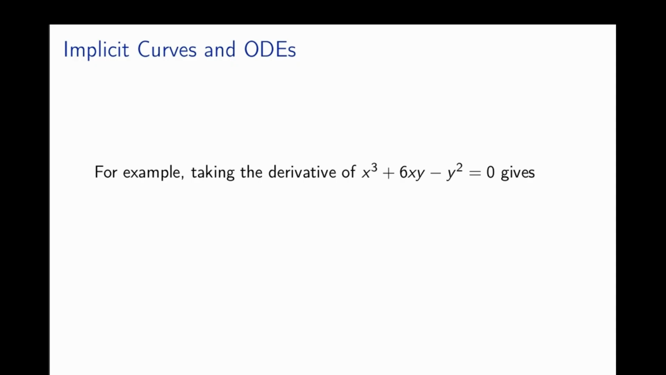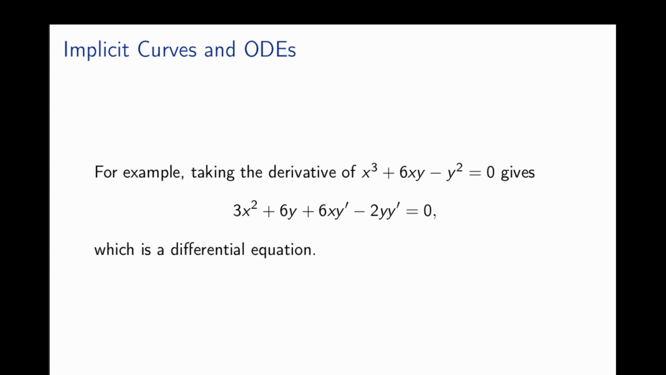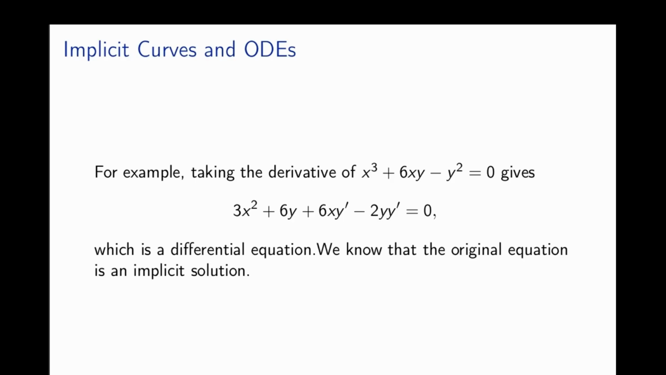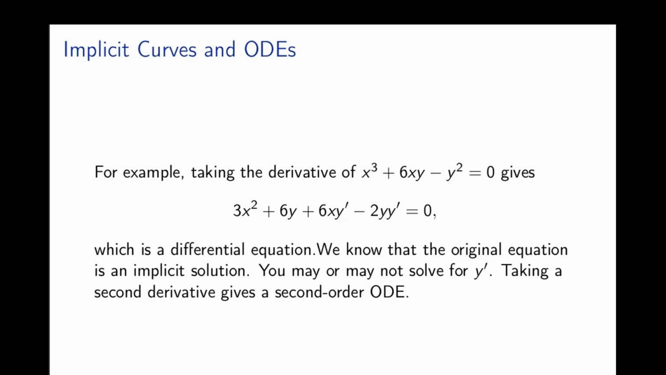Implicit curves and ODEs. For example, taking the derivative of x cubed plus 6xy minus y squared equal to 0 gives 3x squared plus 6x plus 6xy prime minus 2y y prime equal to 0, which is a differential equation. We know that the original equation is an implicit solution to this differential equation. You may or may not solve for y prime. Taking a second derivative gives a second order ODE.